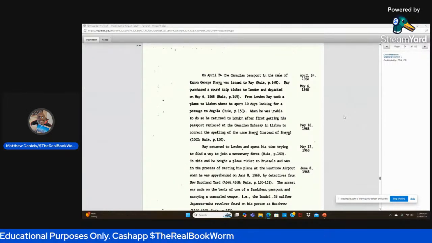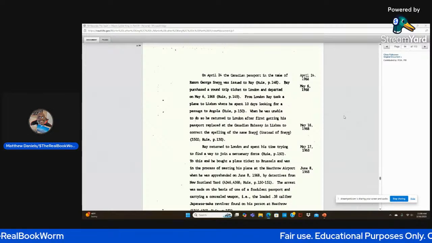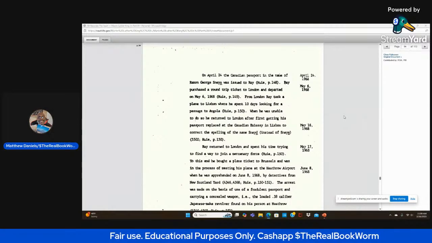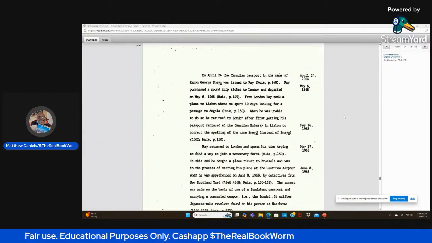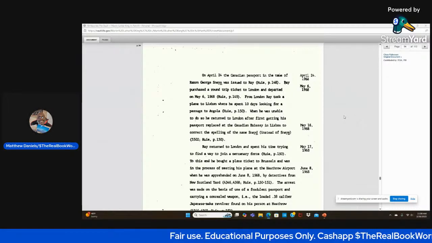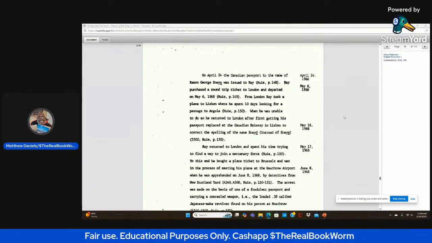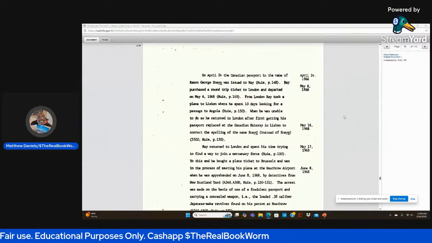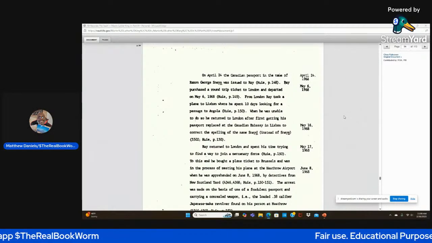When he was unable to get to Angola, he returned to London after first getting his passport replaced at the Canadian Embassy in Lisbon to correct the spelling of the name Sneed instead of Sneer. So they spelled his fake name wrong on his fake passport, and he got them to correct it at the Canadian Embassy, no less. And remember, they want us to believe that when he was in Canada the first time, he robbed a place for $1,700 to make ends meet. But he just shows back up, no harm, no foul.